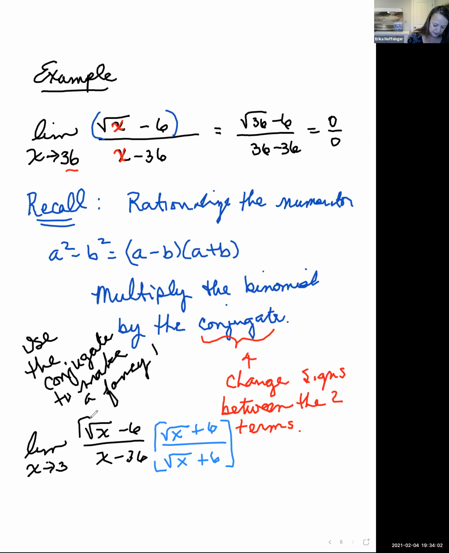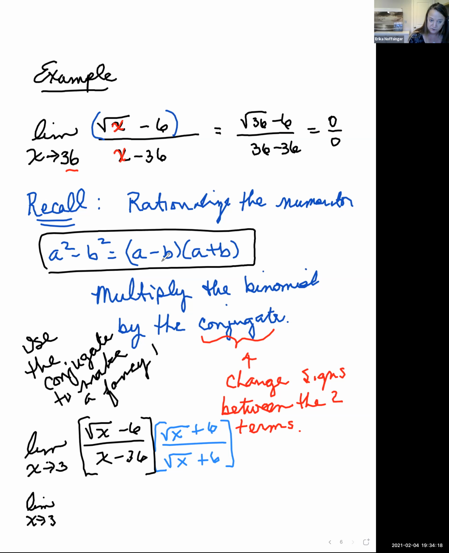So we're going to expand the conjugate piece in the numerator, but we're not going to expand the denominator. Using this fact again, if we have two factors that are conjugates and we multiply them, we get the difference of squares. So we can think of this as the square root of x quantity squared minus the other term, 6 quantity squared, all over, I'm going to keep it in factored form, x minus 36, that quantity times the square root of x plus 6.